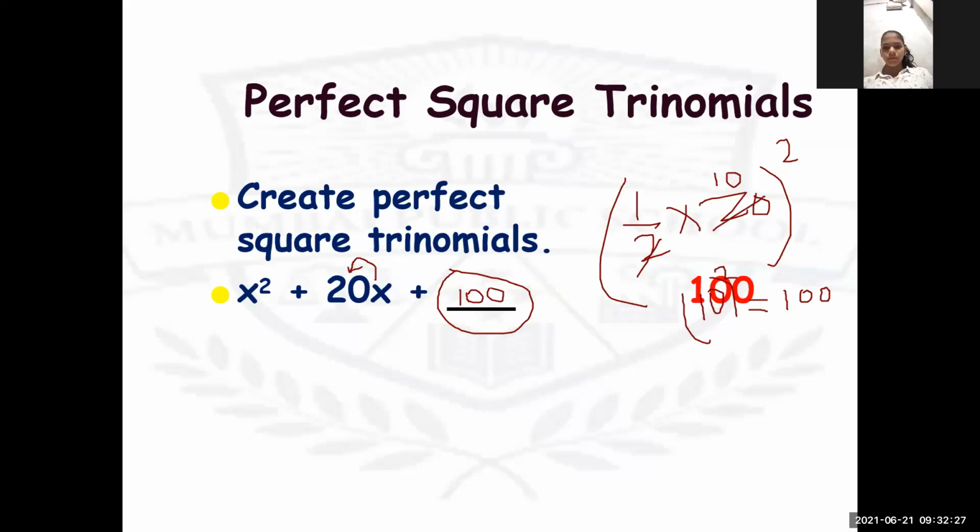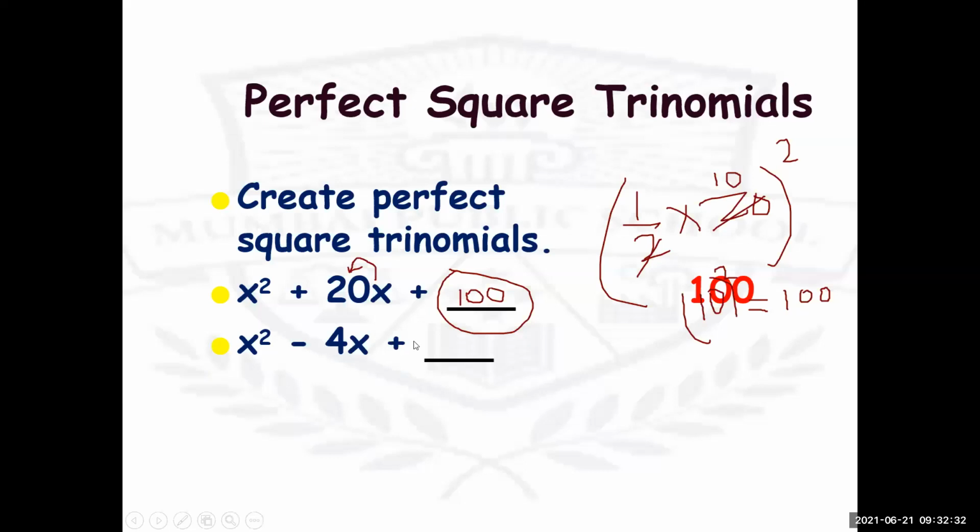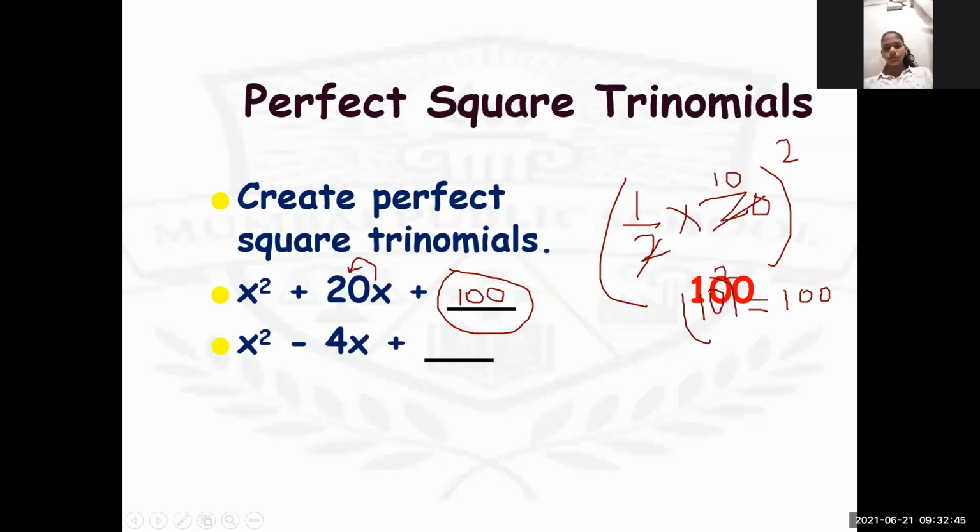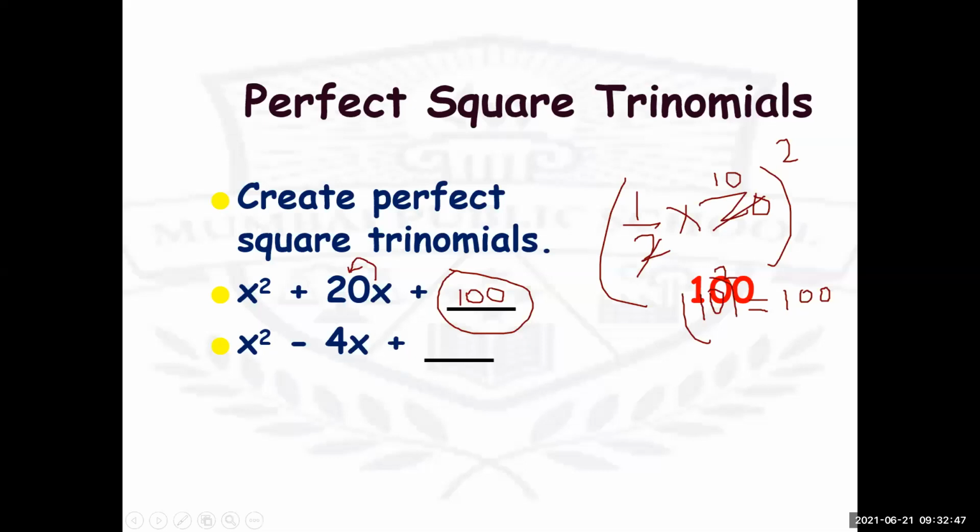Now next is x square minus 4x plus 4. Check. Now what will you do here? Come on, any student can answer. Find the coefficient of x. What is the coefficient of x over here? You have to take it along with the sign.